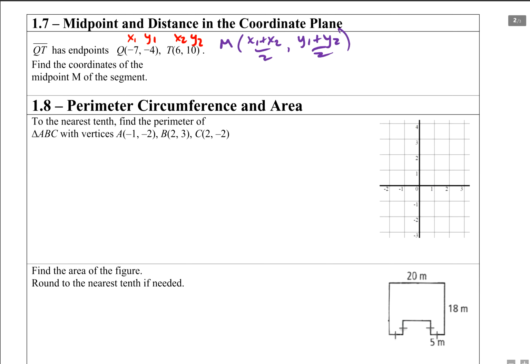See how fast that was? That half a second there makes this so much easier. Negative 7 minus 6 divided by 2. Negative 4 minus 10 divided by 2.